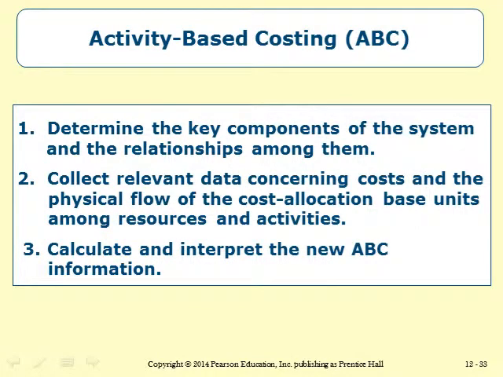So another way to do this is through activity-based costing. And to apply activity-based costing, or ABC, we use the following 3 steps. We determine the key components of the system and the relationship among them. We collect the relevant data concerning cost and the physical flow of the cost allocation base units among resources and activities. And then we calculate and interpret the new ABC information.